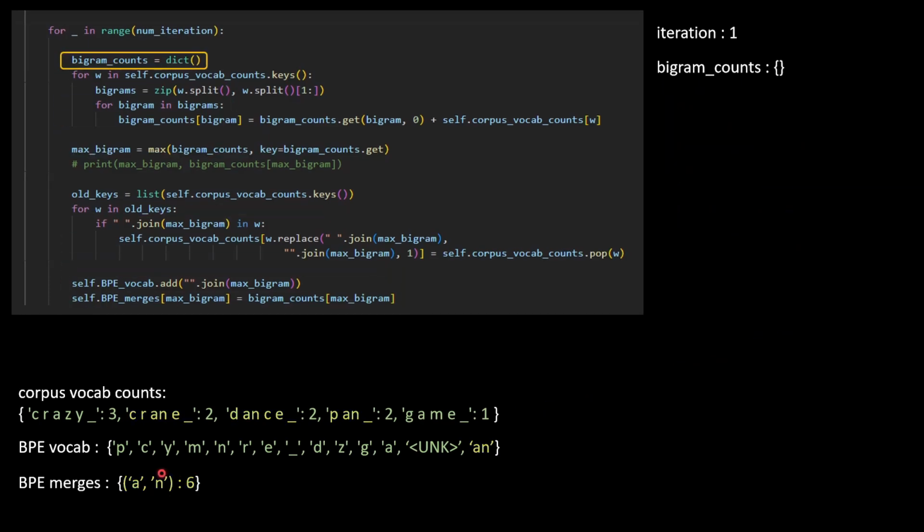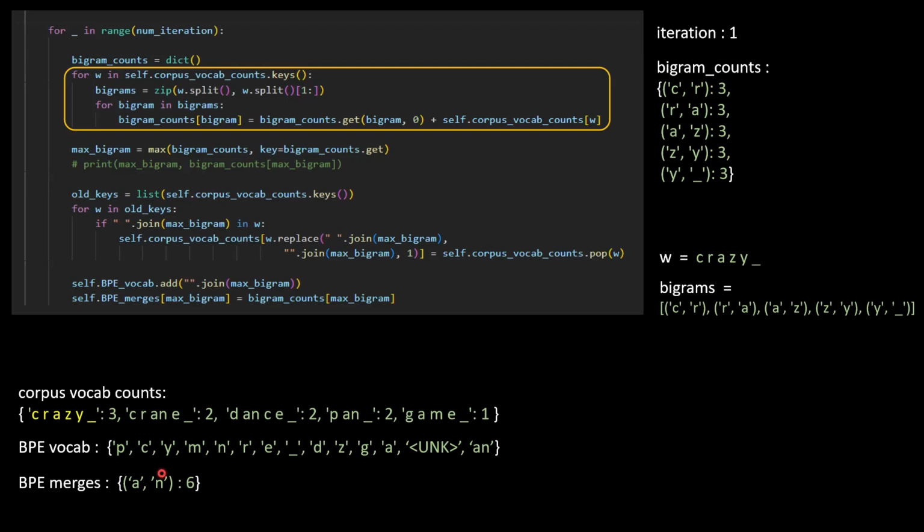So let's go to the second iteration now. We have completed only one iteration till now. In the second iteration, we will do the same thing, and you may think that in the first word we will be getting the same thing as well. You are right, because there were no merges in the word crazy, so it will be the same. But in case of the next word, it will be a bit different.